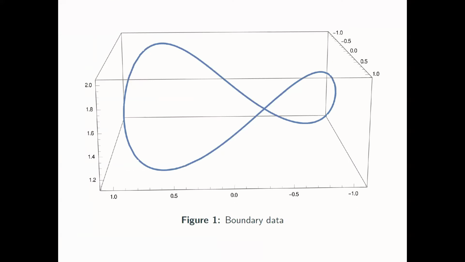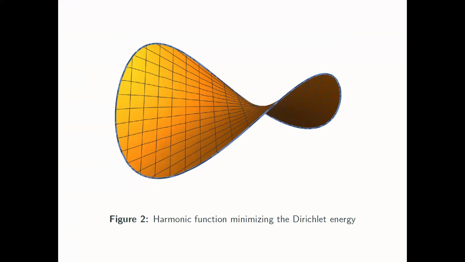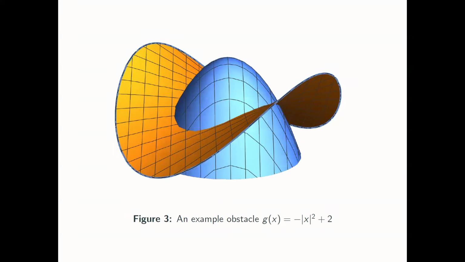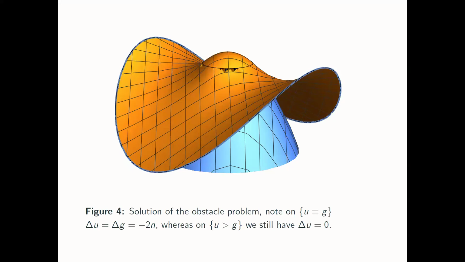So the picture behind that is, here's some boundary data. We can solve Laplace's equation, and our solution looks good and it's smooth. Then we want to jam in an obstacle. And what we're going to enforce is that our solution now lies above the obstacle. When we do that, it'll come out something like this. We can show it's C1, and wherever it's not touching the obstacle, it's still harmonic. But on the equality set, your Laplacian is whatever the Laplacian of your obstacle was.